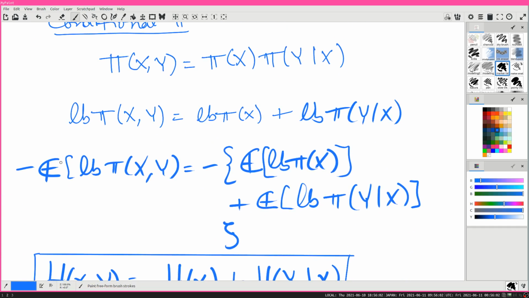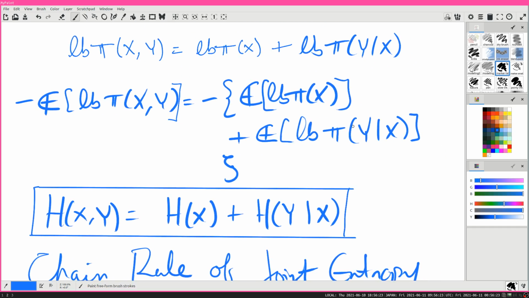Then if I take an expectation of both sides, with a minus sign, and I forgot a bracket there, that's just by the linearity of the expectation. The expectation of a sum is the sum of the expectations: minus the expectation of log of p of x, plus minus the expectation of log of the probability of y given x. This first expectation of the log of probability of x is just the uncertainty of x, or the entropy of x. The second is called the conditional entropy of y given x, denoted H of y given x, which is minus the expectation of log of probability of y given x.